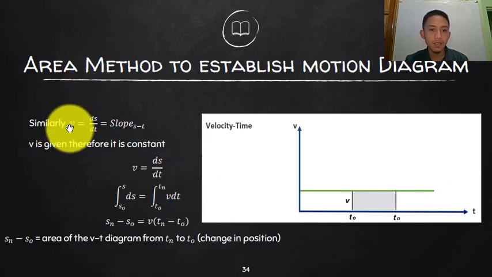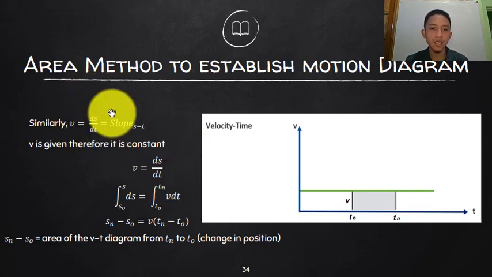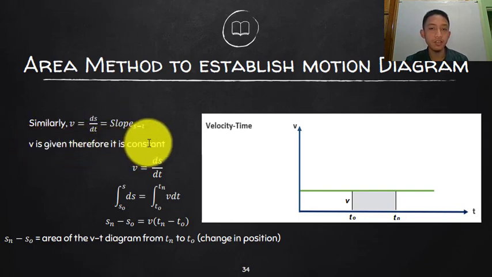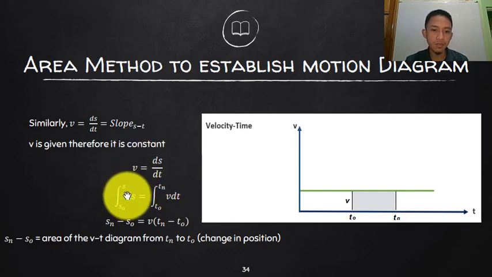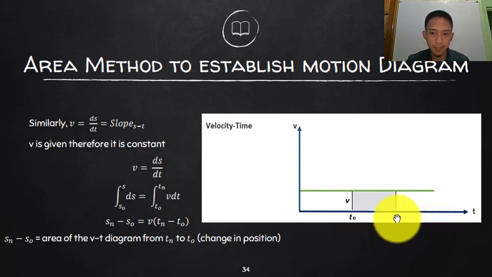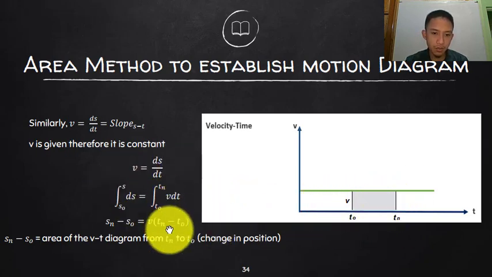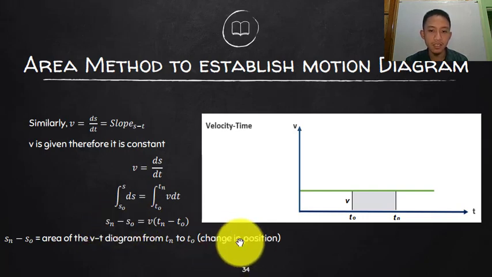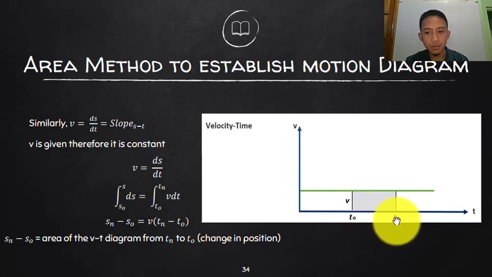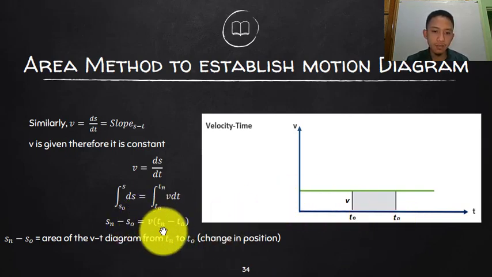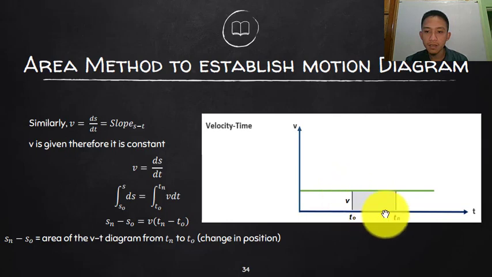Okay, so the same. Let's start now with velocity is equal to ds over dt. Let's say v there is given, therefore it is constant. So v is equal to ds dt, play around with that. You will have ds equals v dt, integrate both sides again. We are considering time O to time n. Then, the same process here, you will be integrating. So you'll have Sn minus So, that is the change in position from To to Tn. It revealed to us that that is just the V times the change in time, which is actually the area under this curve. So that is how we establish your position time from velocity time.